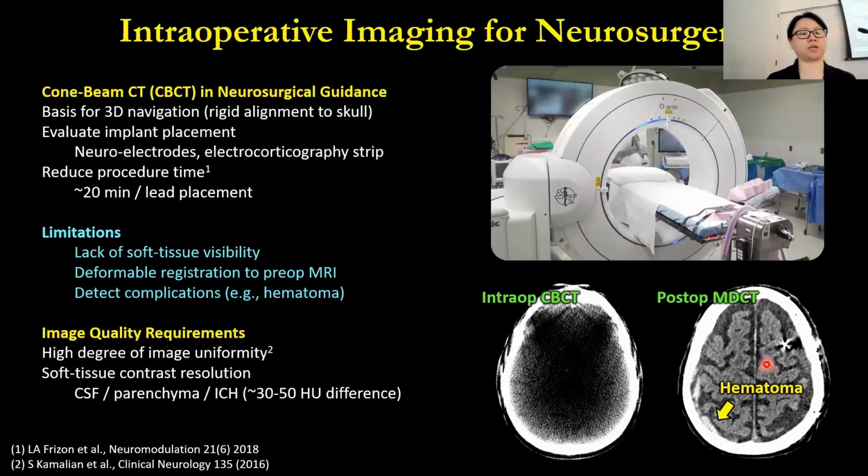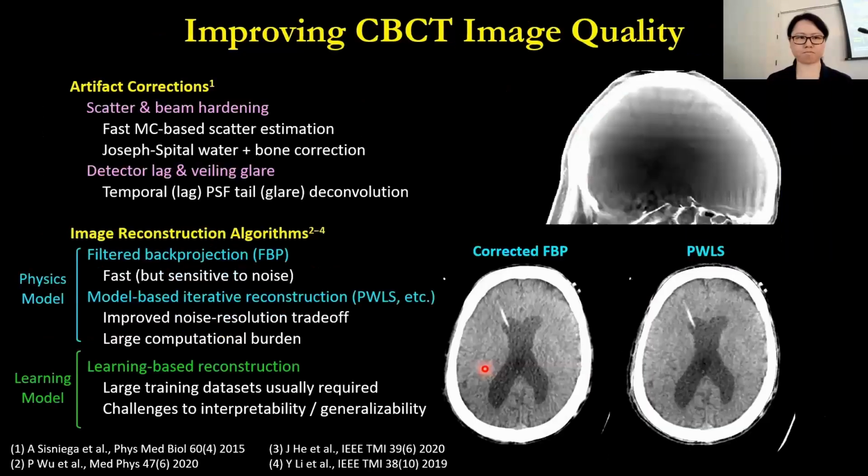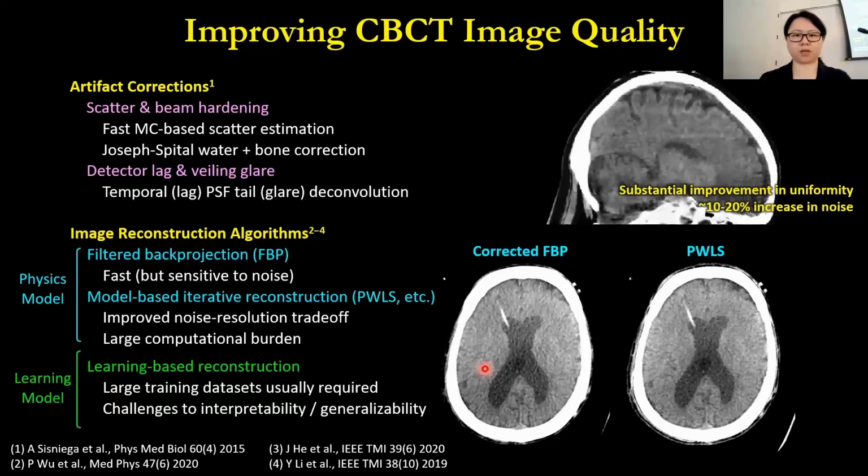And therefore, we want to have a high degree of image uniformity and soft tissue contrast resolution for this kind of clinical tasks. Artifact correction methods such as scatter, beam hardening, detector lag, and glare corrections have been developed over the years to try to reduce the image biases, but could lead to amplification in image noise. And fast image reconstruction methods such as FDK are widely used in the operating room, but are sensitive to noise.